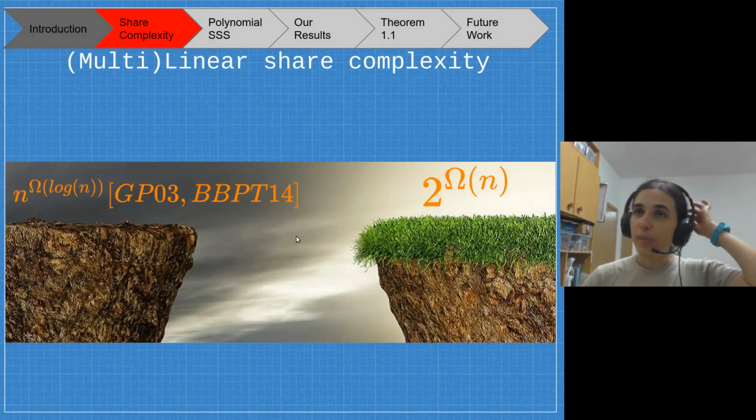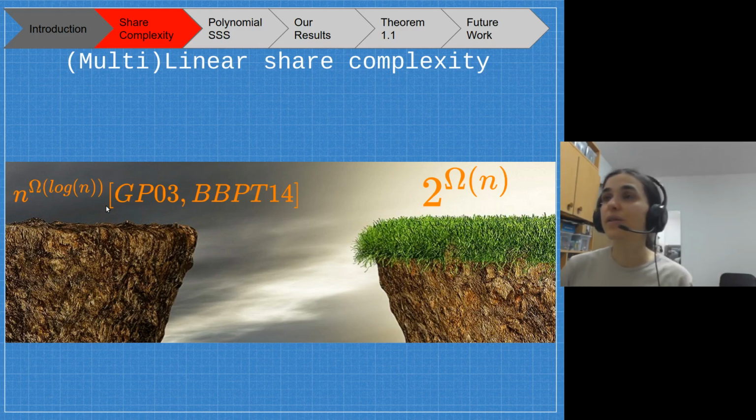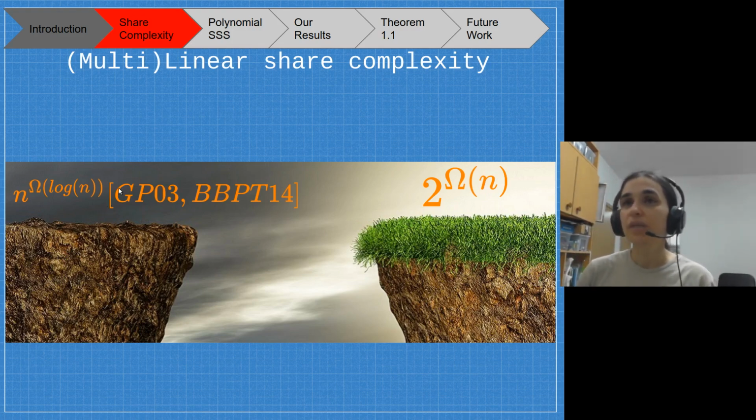Okay, so for multilinear schemes, the upper bound is still exponential, while the lower bounds are less good than for linear, but still much better than for general schemes. So again, the algebraic structure in multilinear schemes helps with lower bounds.